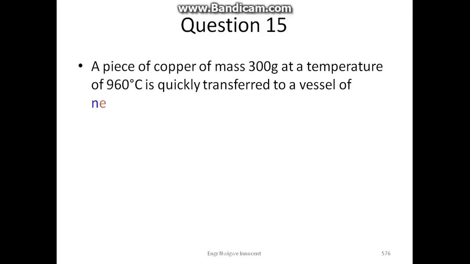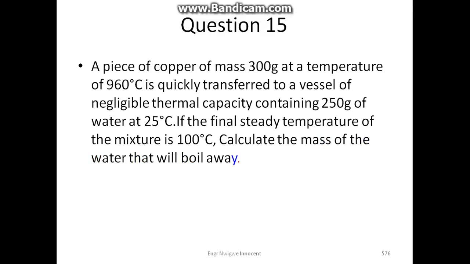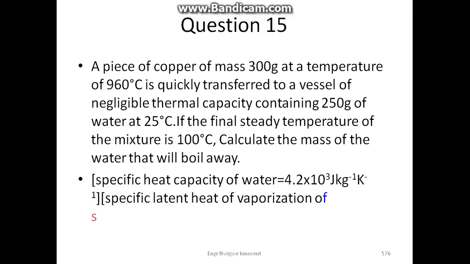Question 15. A piece of copper of mass 300 grams at a temperature of 960 degrees Celsius is quickly transferred to a vessel of negligible thermal capacity containing 250 grams of water at 25 degrees Celsius. If the final steady temperature of the mixture is 100 degrees centigrade, calculate the mass of the water that will boil away. Specific heat capacity of water is equal to 4.2 times 10 raised to power 3 joule per kilogram per Kelvin. Specific latent heat of vaporization of steam is equal to 2.26 times 10 raised to power 6 joule per kilogram.